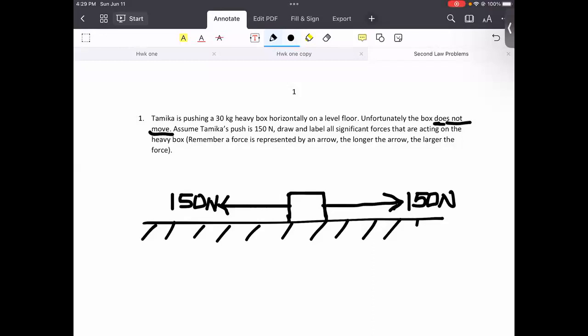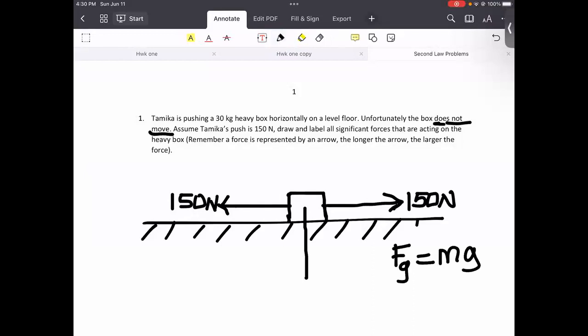All right, now we have to be careful to make sure that we answer the question fully. The question also is asking us to draw all significant forces. For sure, there is gravitational force also. So we have to draw force of gravity downward. And how much will that force be? Well, we have to remember the way we calculate gravitational force. Fg is m times g.